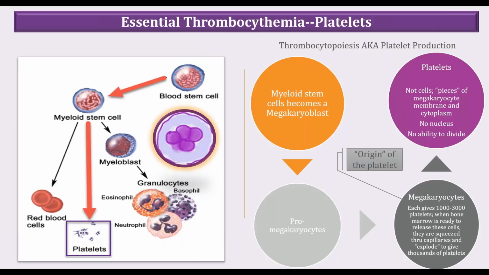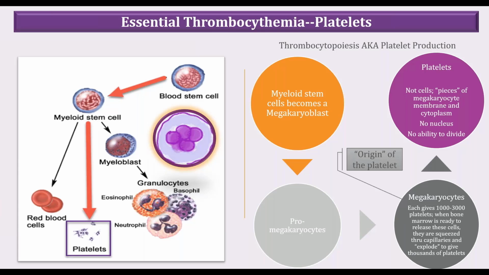Now let's switch gears and we'll talk a little bit about ET. So this is an MPN, so we'll still be looking at that myeloid lineage. And this disease is marked by high levels of platelets. So let's take a look at where those platelets actually come from.